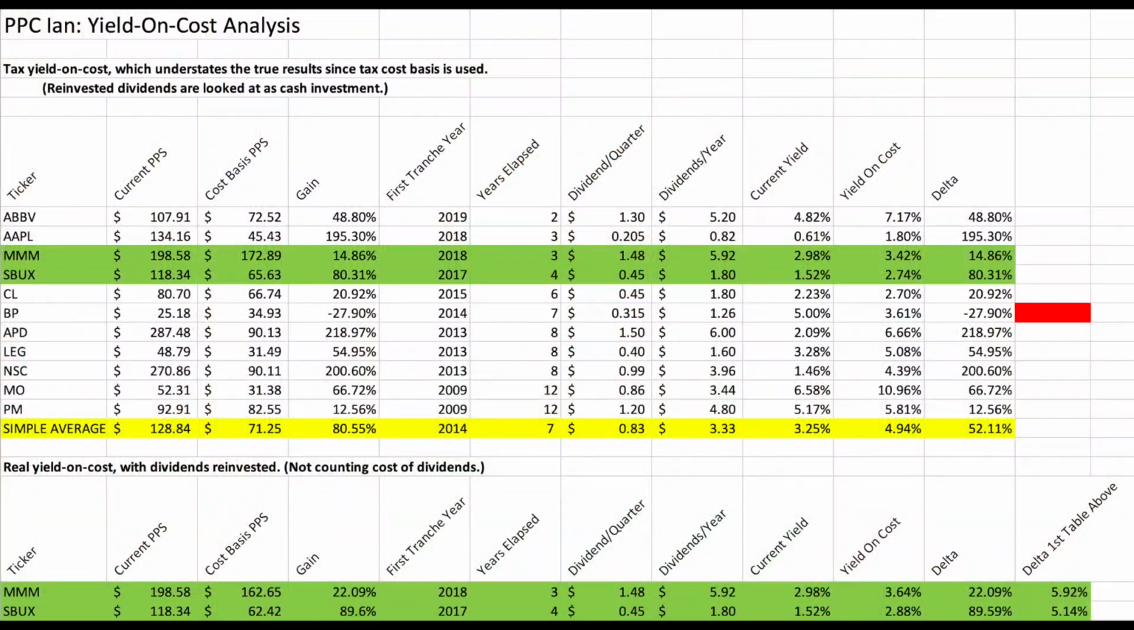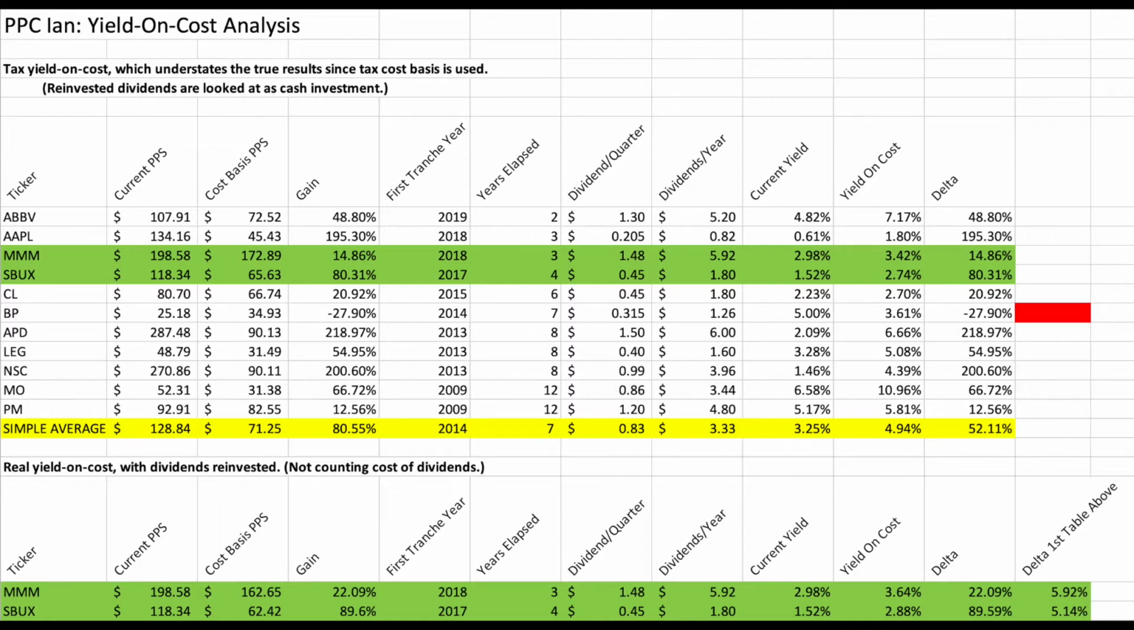Check it out on the screen right now. The next one is Altria. And Altria, surprisingly, I'm only up 67% overall. My first tranche yield on cost is out of this world, over 20%, but I bought a lot more tranches over the years. I've averaged up. I've been in this 12 years, but I'm only up 67%. The current yield is 6.58%, but my yield on cost is 11%. Honestly, you could say it's not that exciting to be only up 67% in 12 years' time.